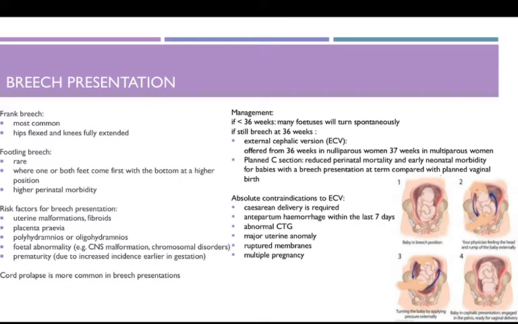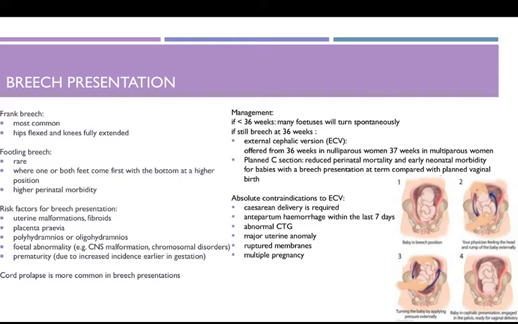So the risk factors for breech presentations are any uterine malformations or fibroids, placenta previa, which is where you have a low-lying placenta, polyhydramnios or oligohydramnios, fetal abnormality, and prematurity due to an increased incidence earlier in gestation. So basically, earlier in gestation, breech presentations are more common, but most babies turn towards the end of pregnancy. But if you're premature, then you might not have that time to get into a cephalic position. And cord prolapse, same as with transverse presentation, is more common.